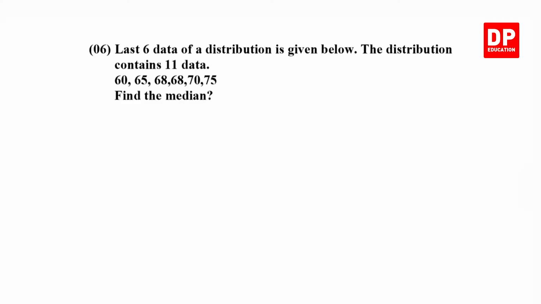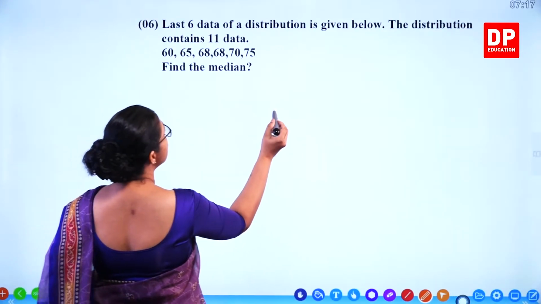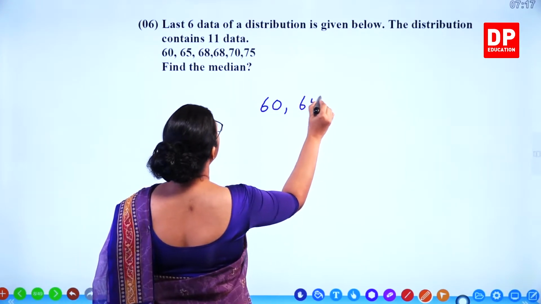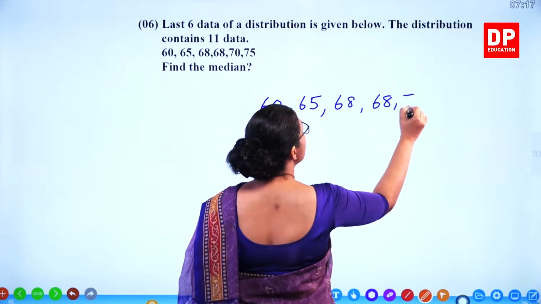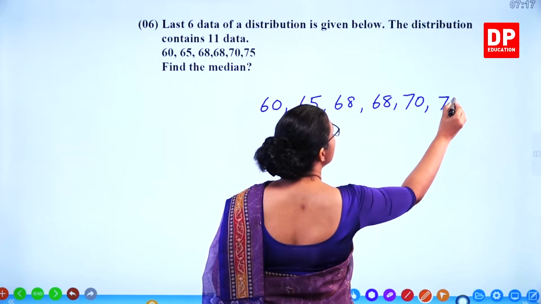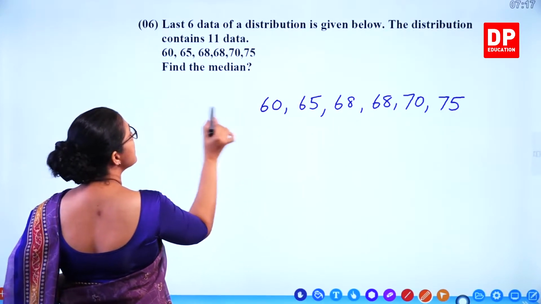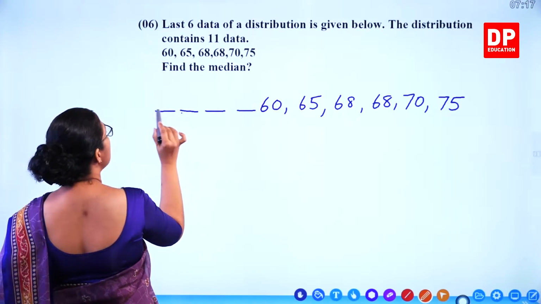Question number 6. Last 6 data of a distribution is given below. The distribution contains 11 data. So how do we do that? Last 6 given: 60, 65, 68, 68, 70, 75. So 1, 2, 3, 4, 5, 6. To get 11, how many more do you need? 1, 2, 3, 4, 5.